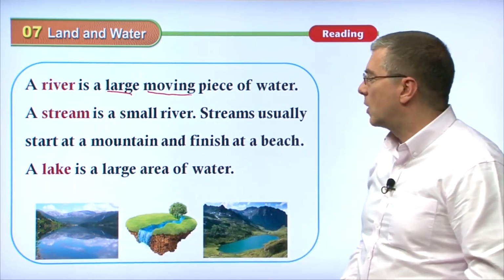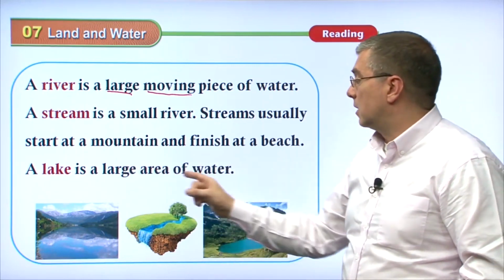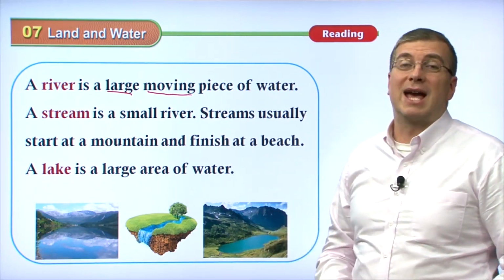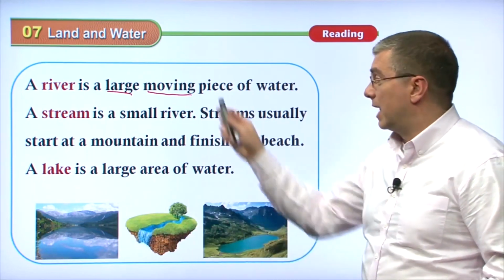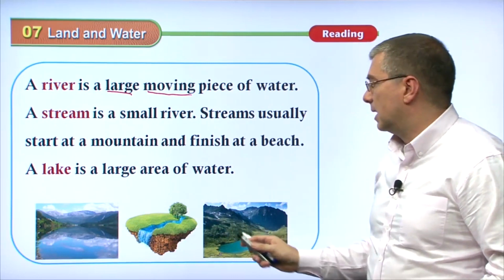It's very interesting. A lake is another type or feature of the land. A lake is a large area of water, as we saw, but remember, a lake is not as big as an ocean. So we have the three different types of water we're talking about here, pictured here: a river, a stream, and a lake.